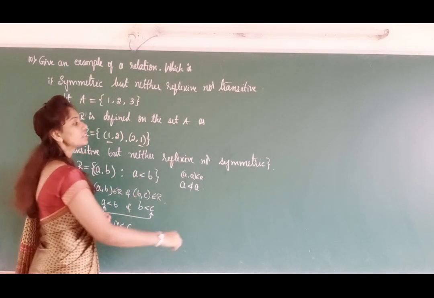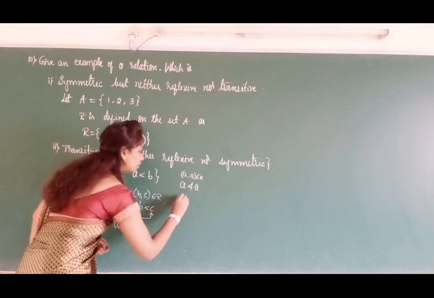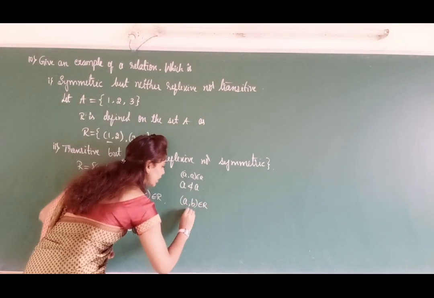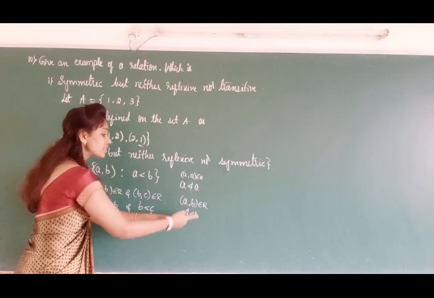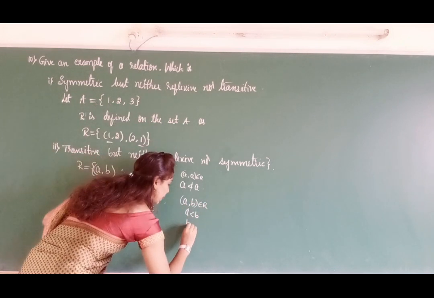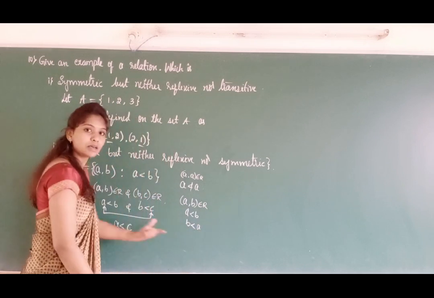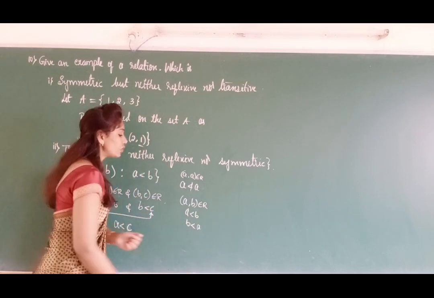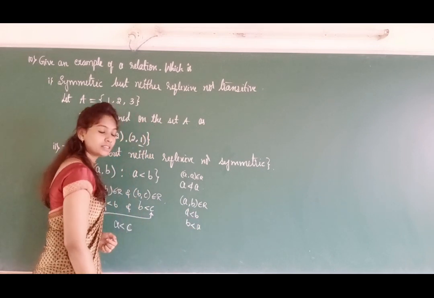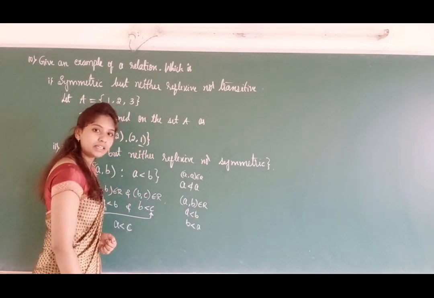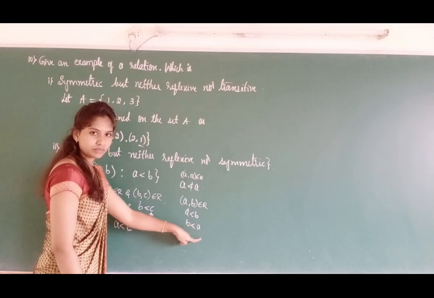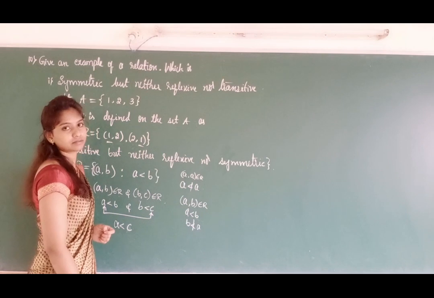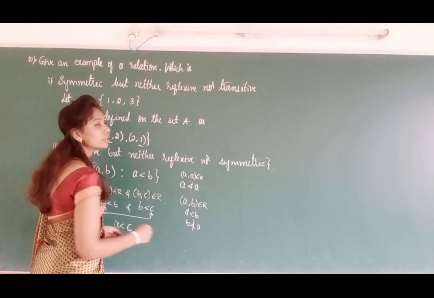Obviously, this is not symmetric because for symmetric, if the ordered pair (a, b) belongs to R, meaning a is less than b, then the reverse should hold, b is less than a. Is it true? No, right? a is less than b means b is greater than a, not less than a. That's why b is not less than a. So this is not symmetric.